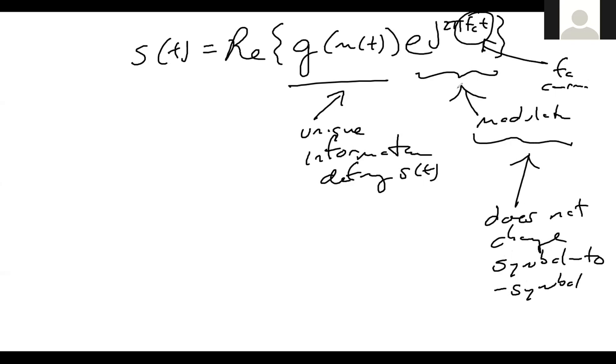So to me, in that regard, e to the j 2 pi fc t doesn't really possess the insight on how to demodulate one symbol from another symbol from another symbol. That's all contained within g_m(t). So I need some sort of way of representing it. Well, now the problem is I need to vectorize this thing, right? So what we do is we actually go a long way back into the course. We talk about basis functions.